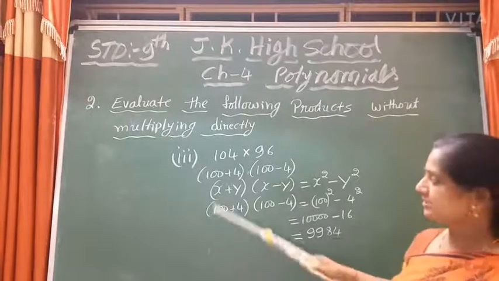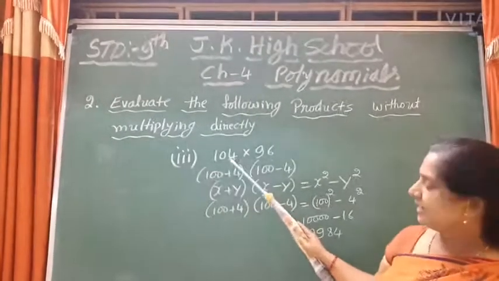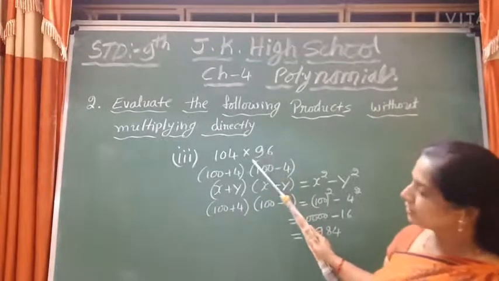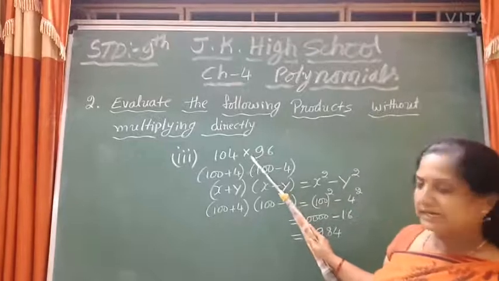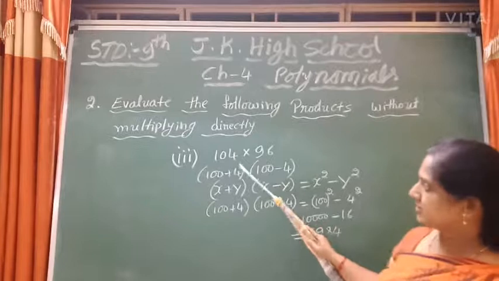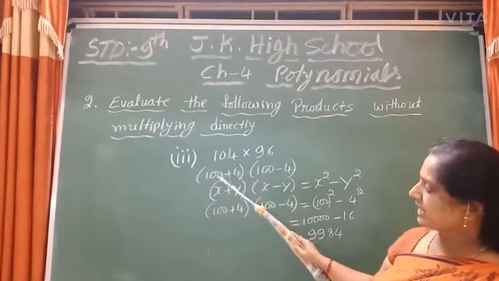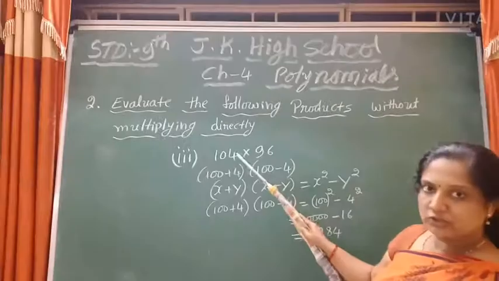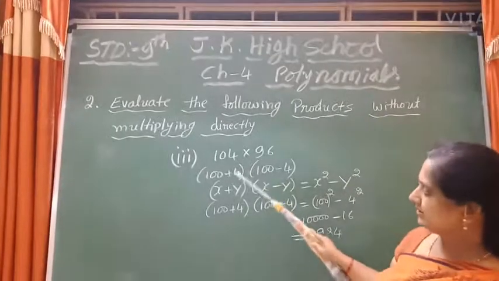See, now this third question is in this pattern: 104 into 96. You have to find the product without multiplying directly. So you can use an identity to find the product. I can write 104 as 100 plus 4 and 96 as 100 minus 4. The value is not going to change, but we can write it in this manner.